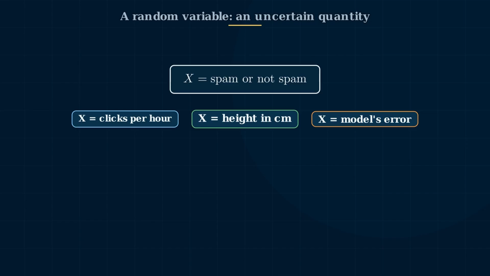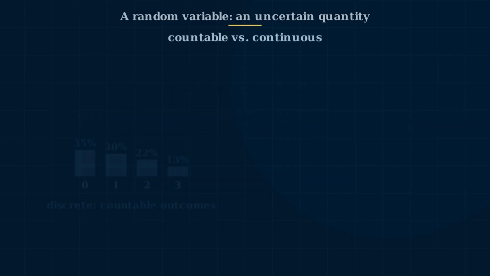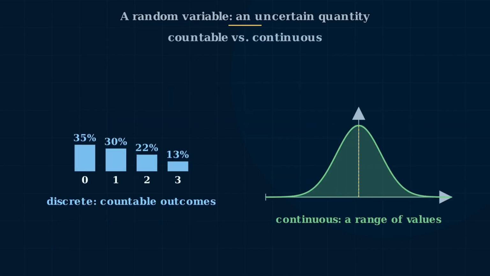Random variables come in two broad types. A discrete variable has countable outcomes: 0 orders, 1 order, 2 orders. A continuous variable can take any value in a range, such as a height of 174.3 centimeters.